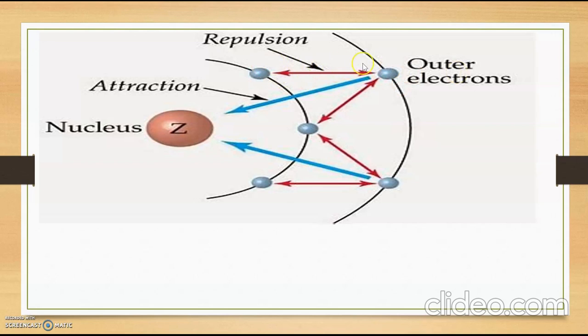So these negative charges repel each other, but the nucleus, which is positive, and the negative charge attract each other. This is called attraction and this is called repulsion. This effect is called the screening effect, and the screening effect goes on increasing from top to bottom. As a result, ionization energy decreases from top to bottom.